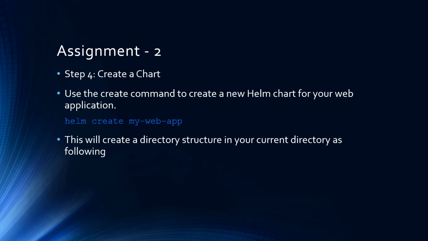Assignment 2 introduces you to creating your first Helm chart. This is where you'll start putting theory into practice. The assignment focuses on using the helm create command to generate a new chart for a web application. This command creates a scaffold with all the necessary files and directories, following Helm's best practices. When you run helm create my-web-app, Helm generates a complete chart structure with default configurations.